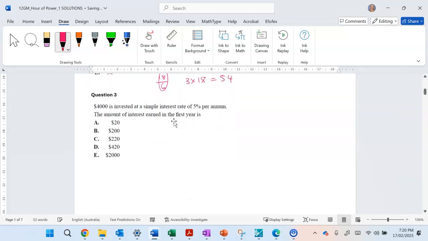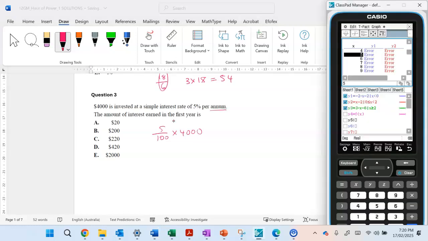All right, question 3. $4,000 is invested at a simple interest rate of 5% per annum. The amount of interest earned in the first year is, so it's per annum. Oh my gosh, this question is super easy. So we're just doing 5% of 4,000.